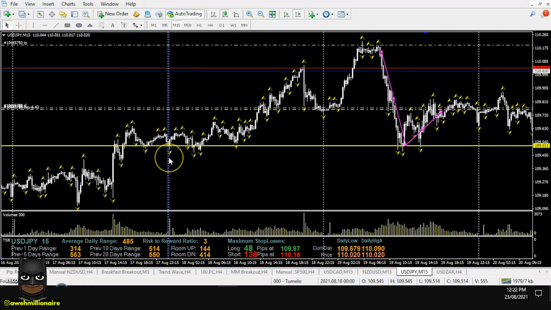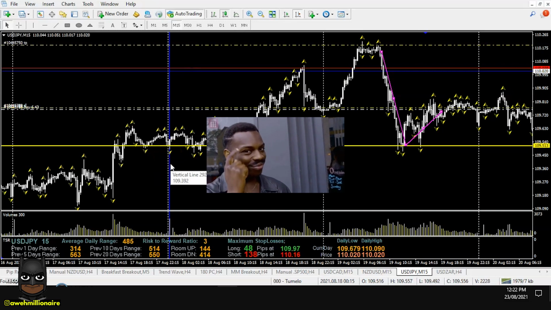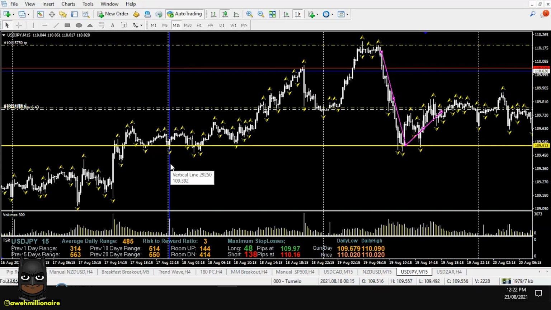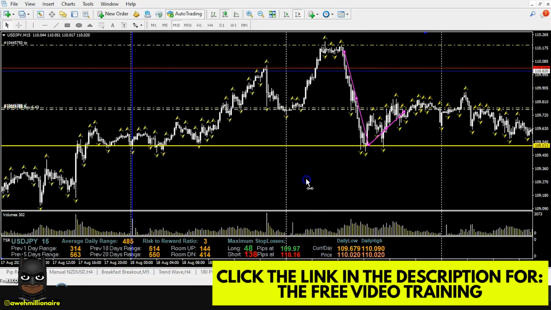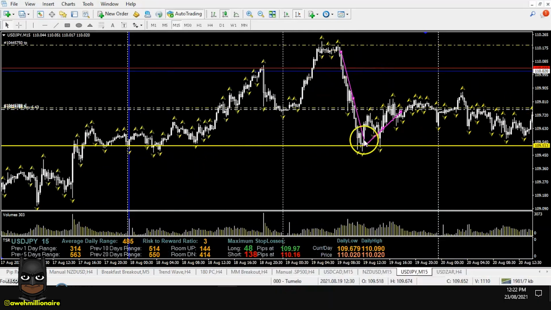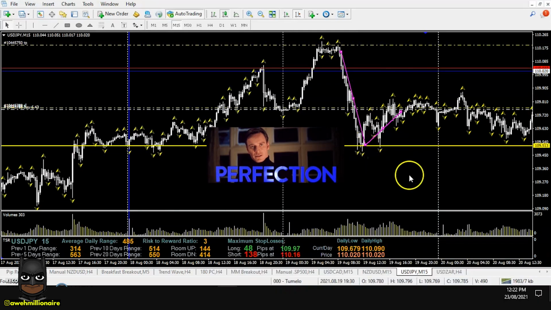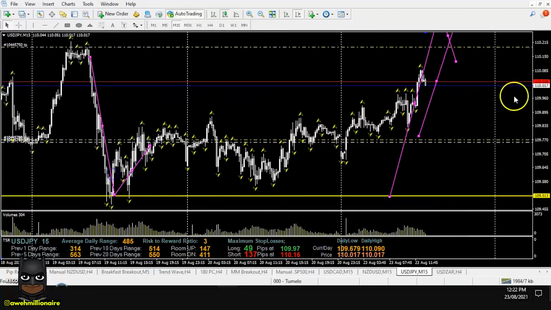If we go to the demand level, you can see exactly where I identified it, for those that do have my free video training. If you want to know how I draw my supply and demand levels like a smart trader in 4 easy steps, click the link in the description. As we can see at the demand level, price pushed up with high volume, the same level that price came back and tested with perfection. It's supply and demand 101.